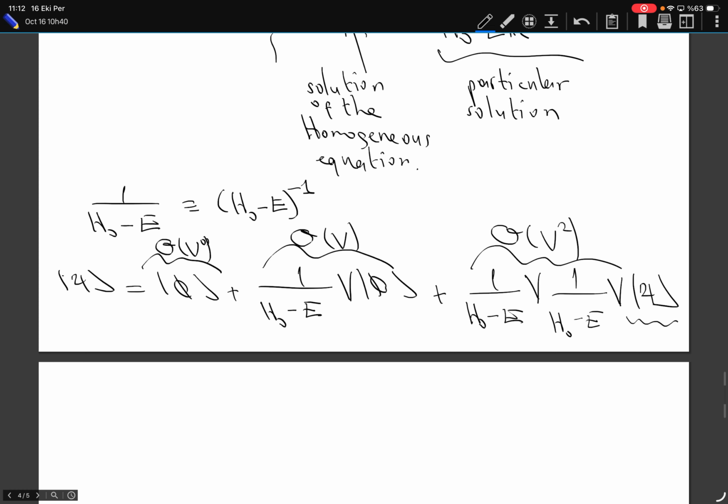So if, in some sense, V is sufficiently small, you see, V is an operator. It doesn't make too much sense to say that V is small. But if you can somehow, for a particular problem, make sense out of this expression that V is small, so that you can ignore the higher order terms, so you get an approximate solution.